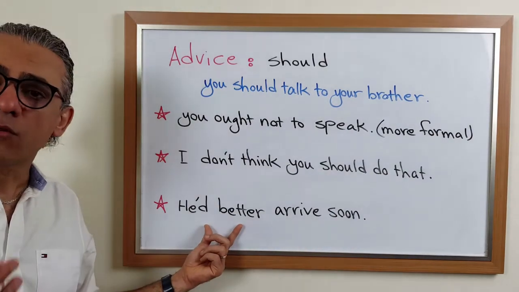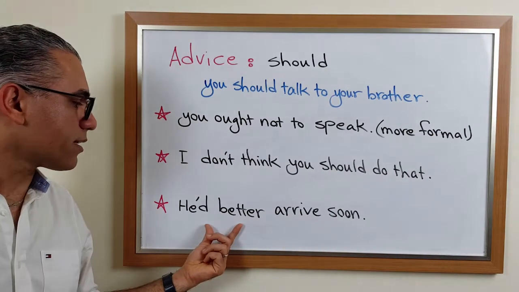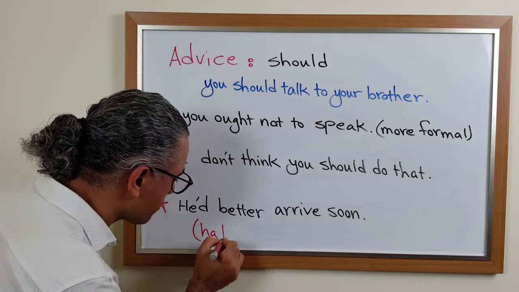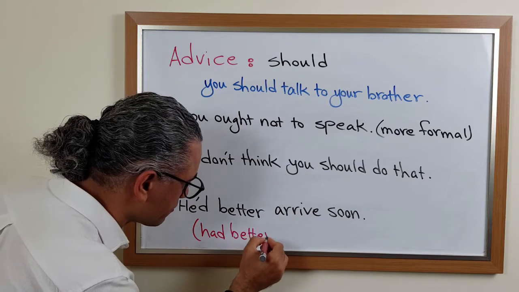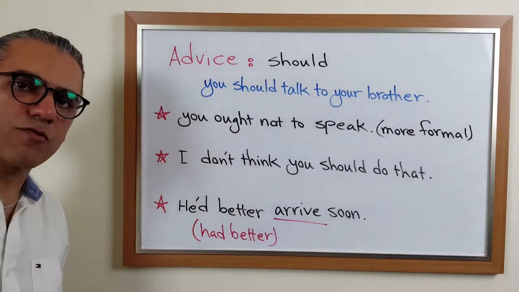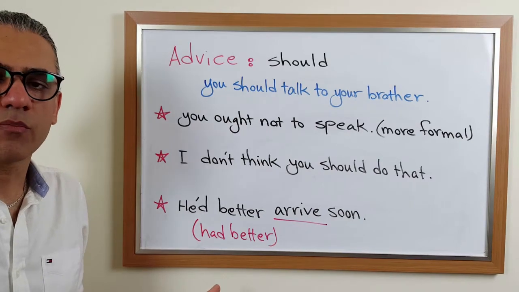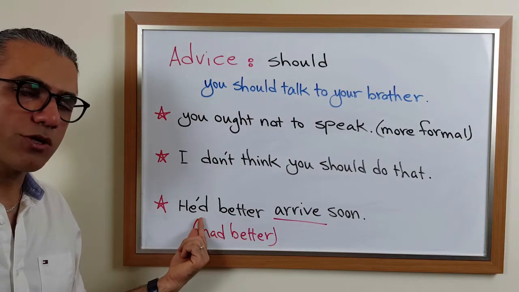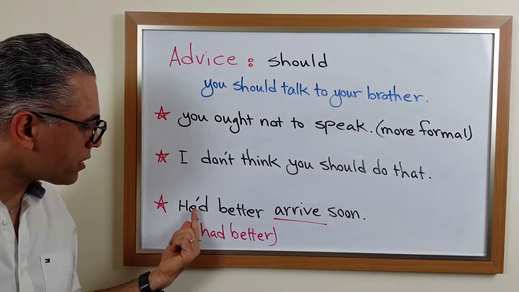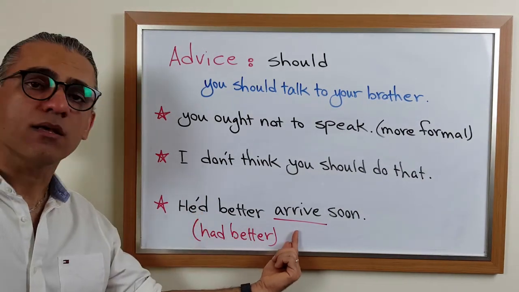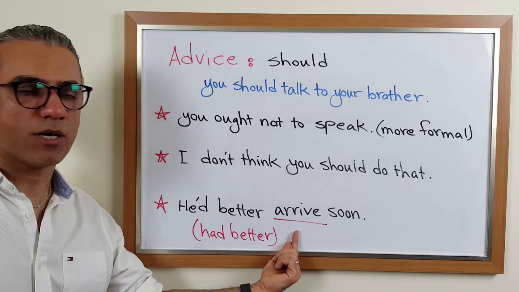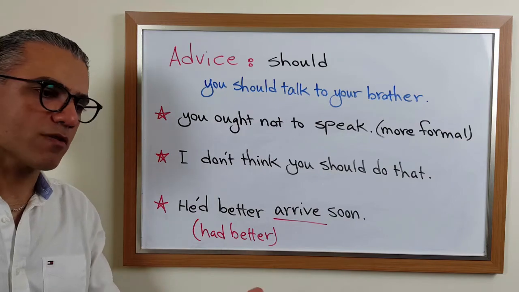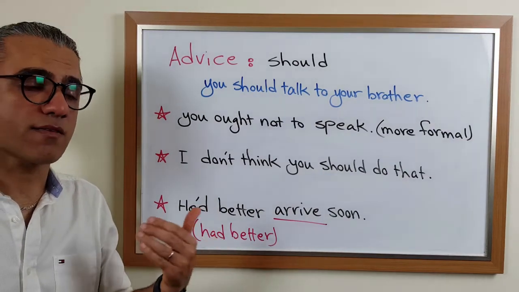We also have another way to express advice. We use had better plus base form. I know this is not a modal verb, but this is another way to express advice. We say he'd better, we generally use the contracted form of it. This is had. He'd better, then the base form of the main verb. He'd better arrive soon. It means we're giving someone a piece of advice, or we think it's a good thing to happen.